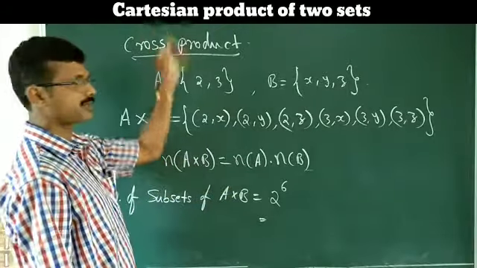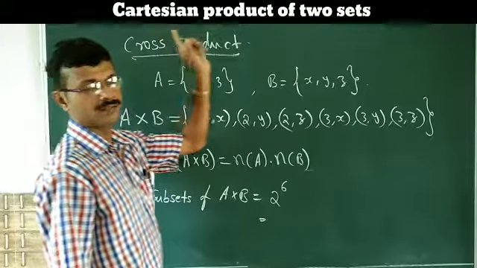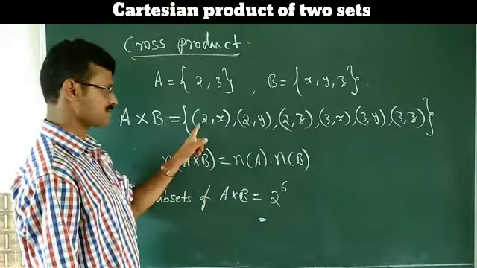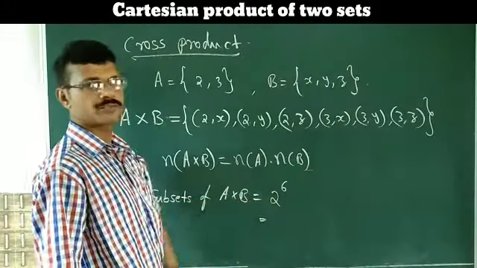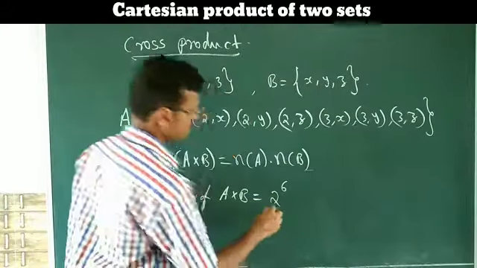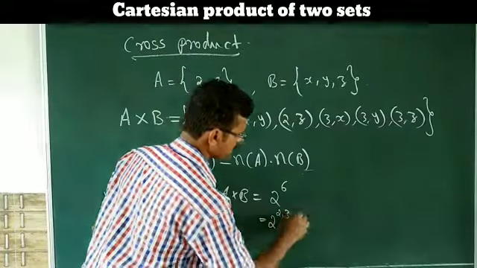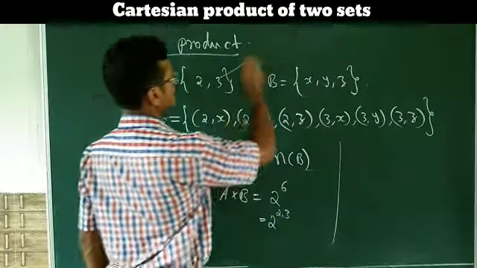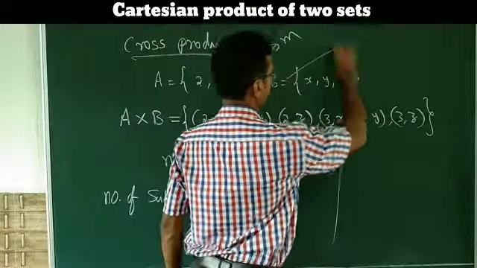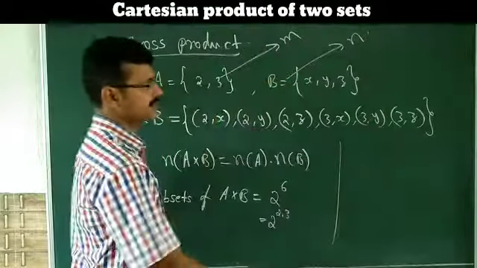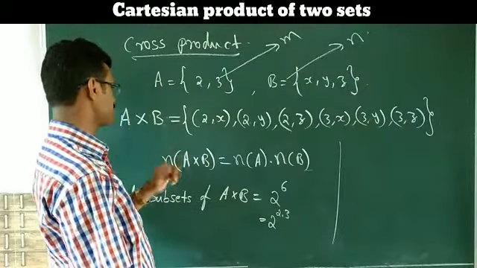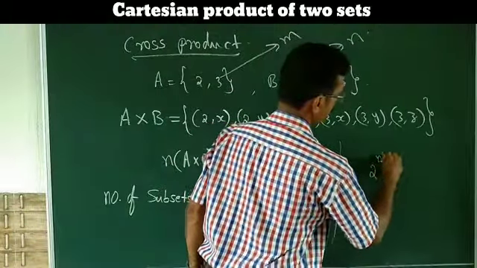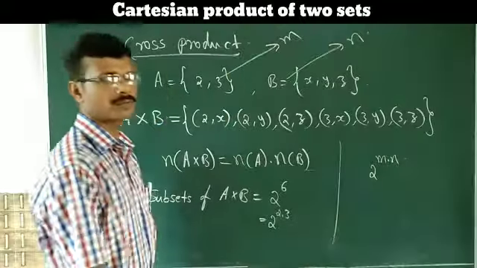So we know the property: if A is having m elements, the number of subsets of A will be 2 to the power m. Same formula I applied. A cross B is having 6 elements, so the number of subsets will be 2 to the power 6. This can be written like this: 2 to the power 2 into 3. In general, we can say that if A is having m elements and the set B is having n elements, then the number of subsets of A cross B will be 2 to the power m into n.